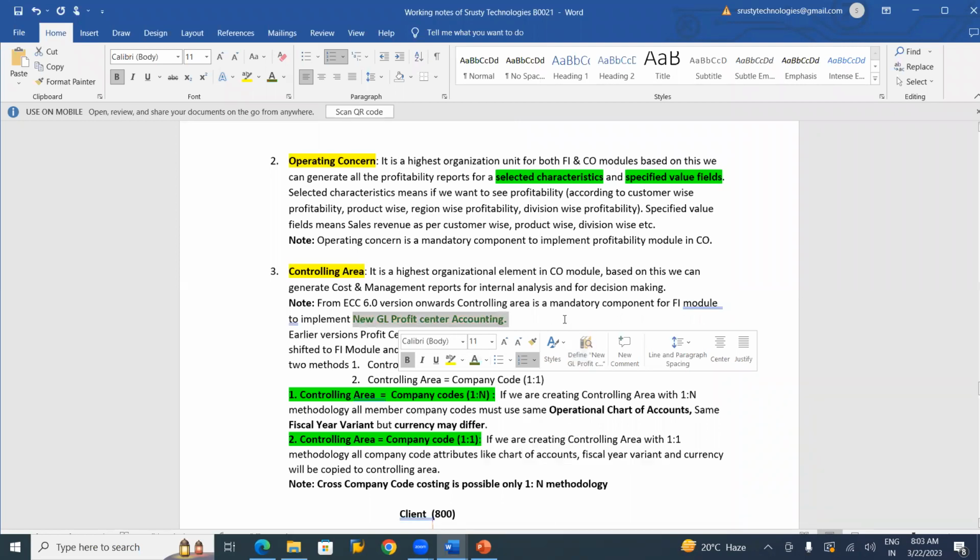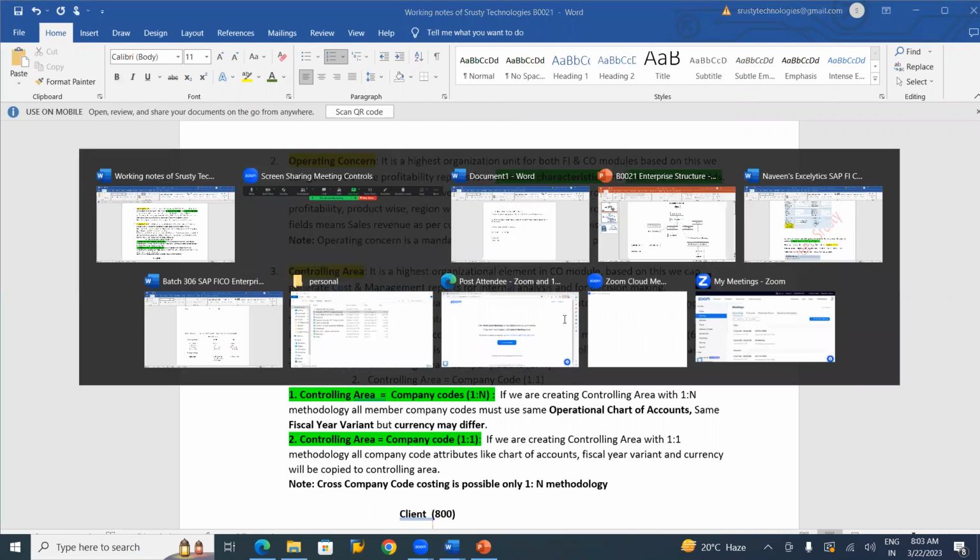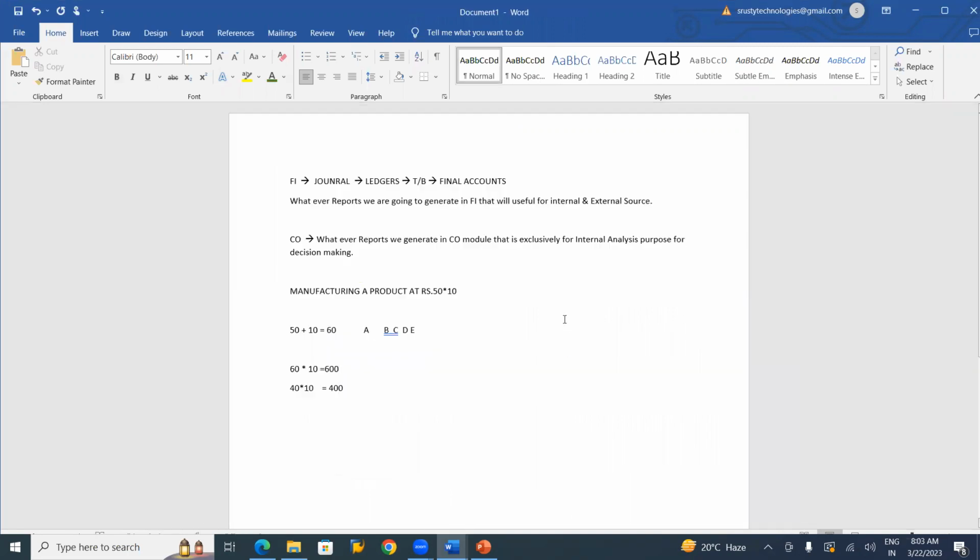Hi Naveen, just want to check, new GL profitability means, as per the chart of accounts? It's not exactly chart of accounts. Yesterday I said, right? In the classic GL version, GL debit equals GL credit.